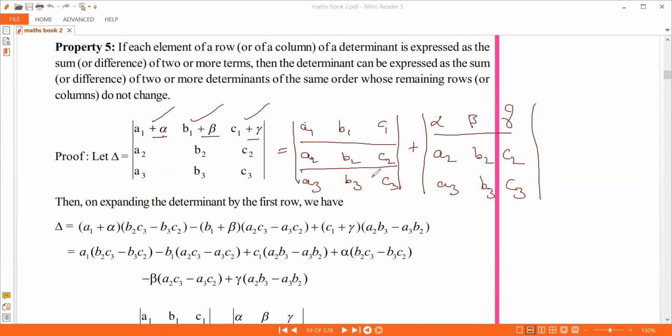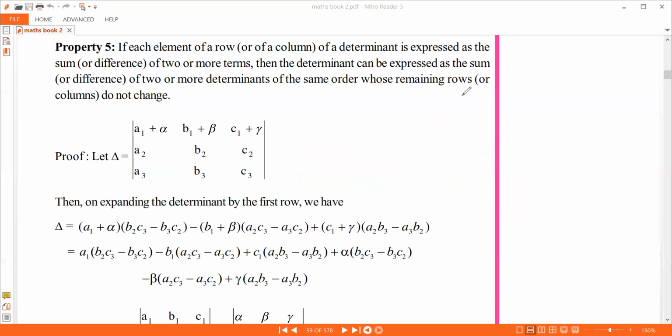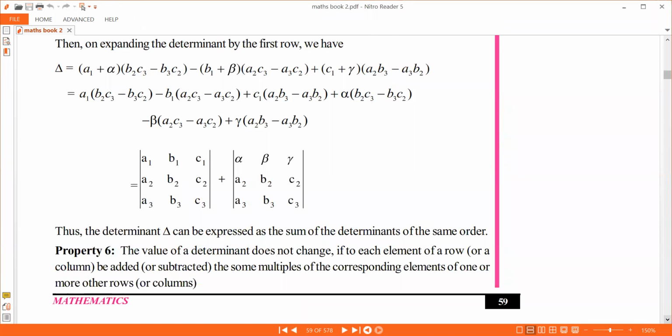You see, the second row and second column, they are the same. In that case only you can do this. Okay. Not in all cases. So this property generally will not be used. I don't recommend using this. 90% of the students will commit mistakes here. So I don't recommend this property. You need to have a lot of experience in solving that. If you are good at solving more problems on determinants, you can use this. Otherwise, generally this is not required.